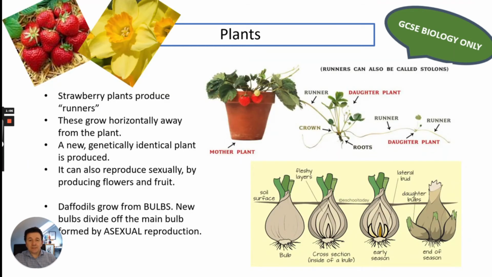In plants, strawberry plants produce runners. You can see in the diagram runners producing daughter plants, and these are genetically identical to the parent plant, but it can also reproduce sexually by producing flowers and fruit. Daffodils can grow from bulbs, so new bulbs can divide off the main bulb, formed by asexual reproduction, and then the flowers are produced and it can reproduce sexually, producing seed.